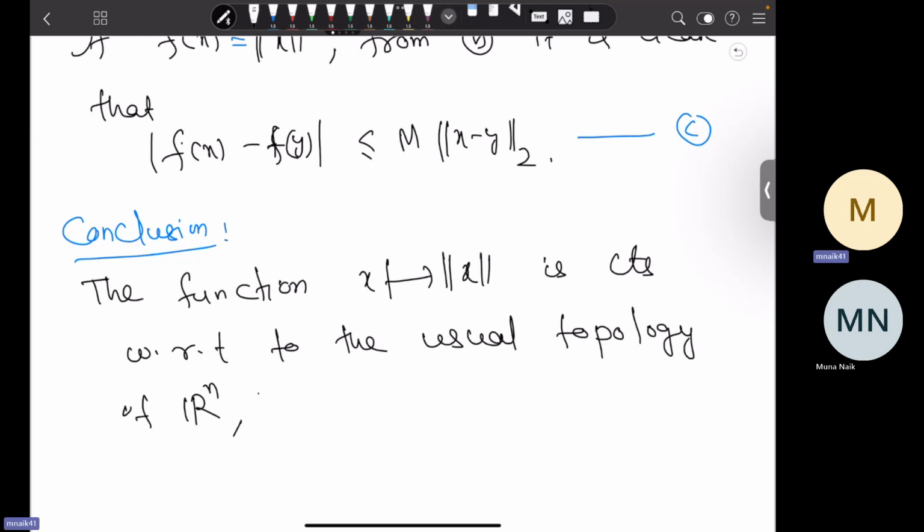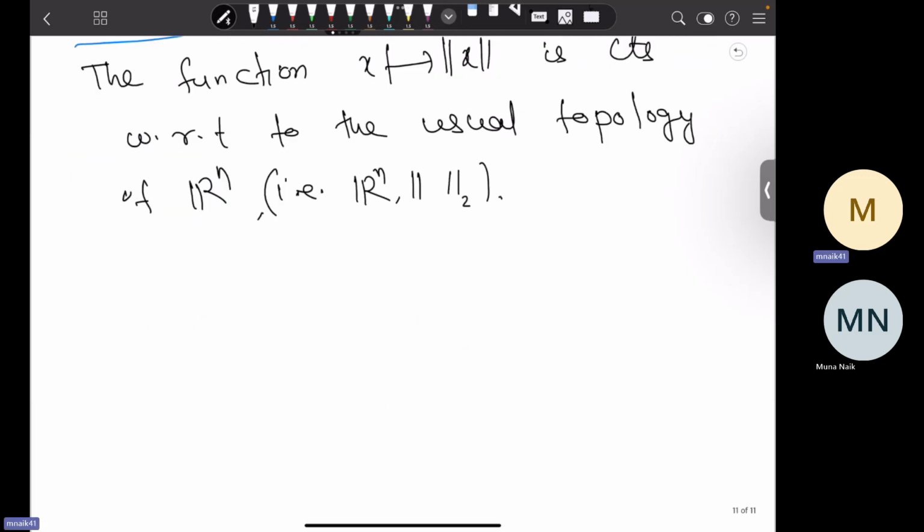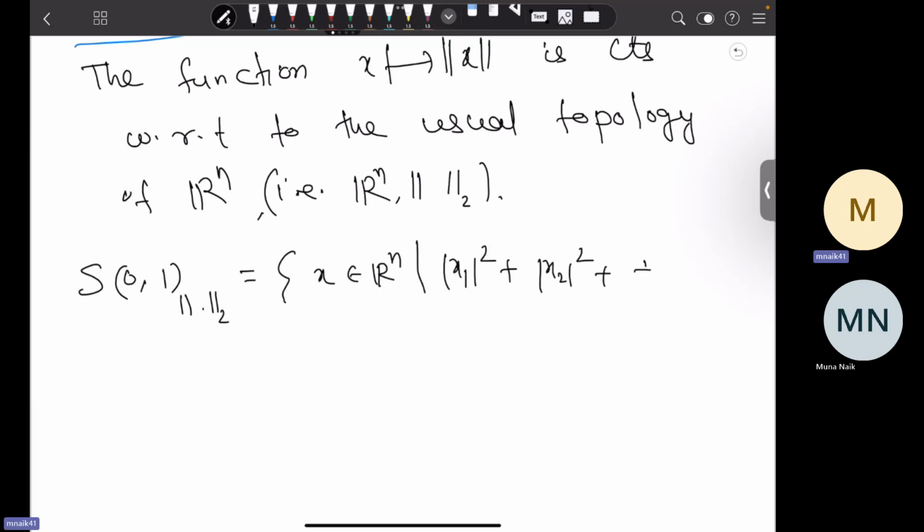Rn, and that topology is coming from where? To the norm. Topology of Rn, this is Rn. So what is the unit sphere on Rn? The unit sphere with respect to the 2-norm is the set of x belonging to Rn such that mod of x1 squared plus mod of x2 squared plus up to xn squared is equal to 1, and this is nothing but S^(n-1), right?